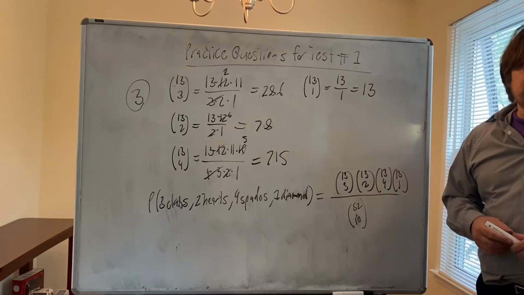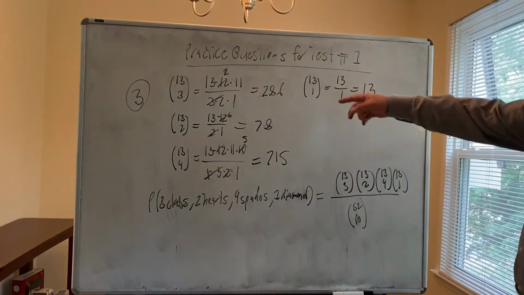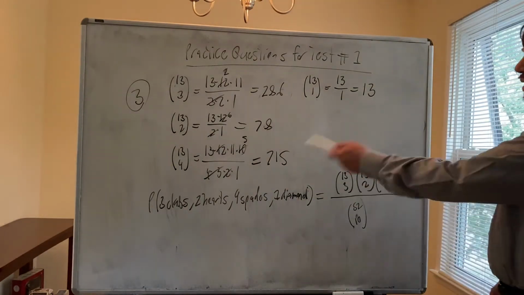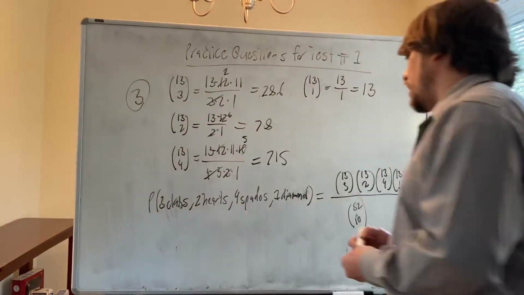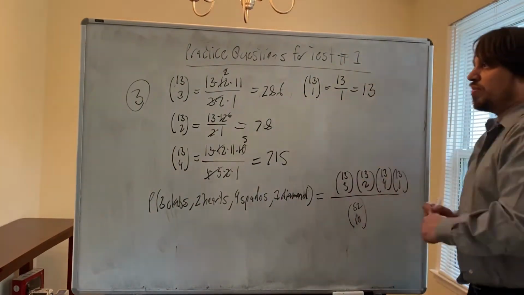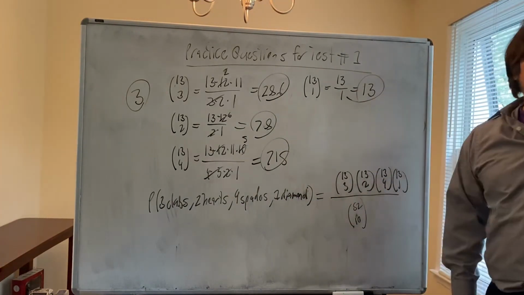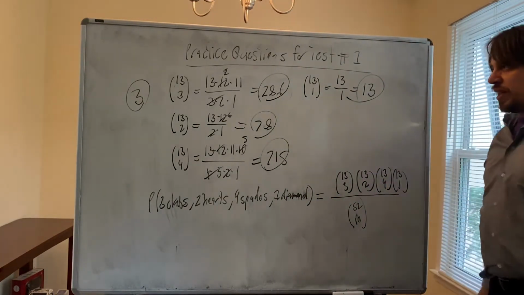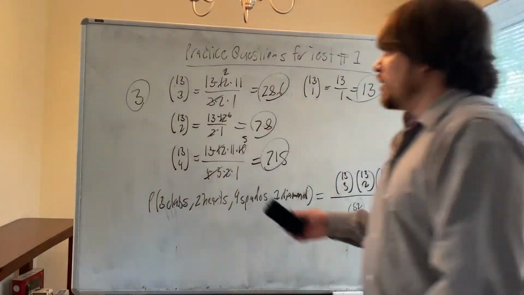NC1 is always n. So any number C1 is that number itself. NC1 is n. So 13C1 is 13. Okay, so those are each of those 4, and you plug them in. And then 52C10, you plug in the calculator, and then you do the product of these 4 numbers, this times this times this times this, and the numerator divided by 52C10 in the calculator, and you get the answer. Okay, so that's number 3. Okay, keep going.